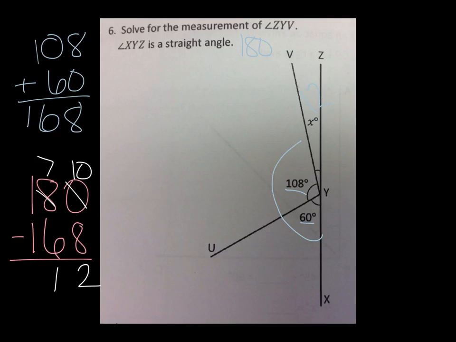For this problem, we need to solve for the measurement of angle ZYB. We know that angle XYZ is a straight angle. So we know that this has to equal 180. We know our known angles are 60 and 108. So we add those together to get 168, and then we subtract that from the total measurement of a straight angle, which is 180 degrees. So when we take 180 minus 168, we get 12 degrees. So we know that the measure of angle ZYV is 12 degrees.